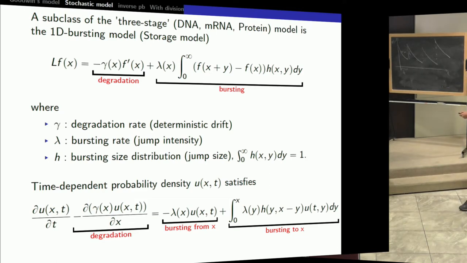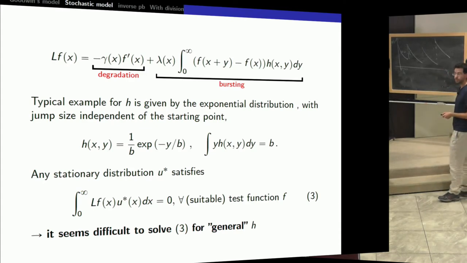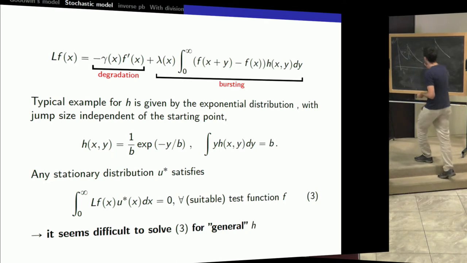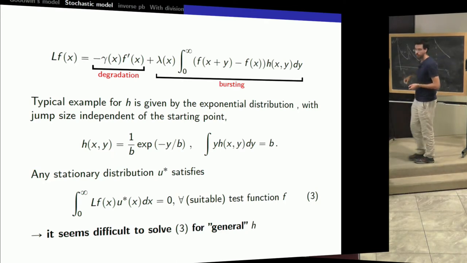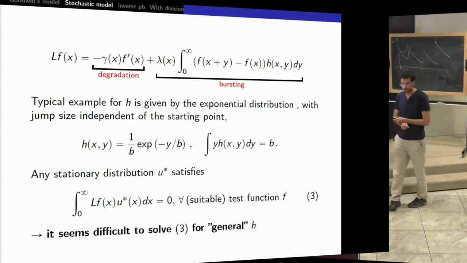And then if I do a burst, this random event, I switch from x to x plus y, with a given size governed by a probability distribution, normalized to 1. The y is the size of my bursting. In most standard models, this h is an exponential distribution, which is really consistent with lots of experimental data, I think. So the sizes of the bursts are exponentially distributed, and apparently do not depend on the specific location where you start. No matter what the number of proteins is when you do this burst, it will be an exponential, with a parameter that does not depend on the number of proteins.